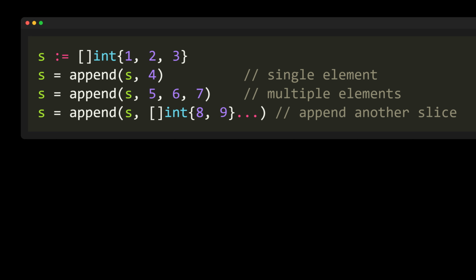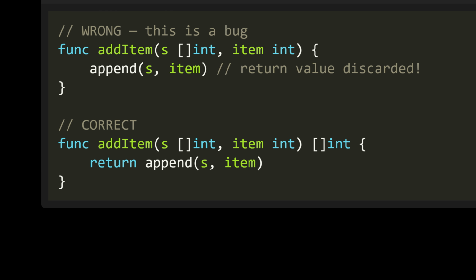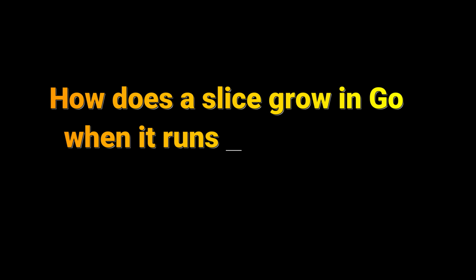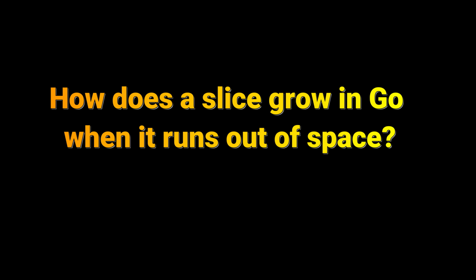The most important rule is that you must always capture the result of append in a variable. This is because append might need to create a new underlying array if there is not enough capacity, and it returns a new slice header. If you don't capture the return value, you will lose the new slice, and your data will not be added correctly.